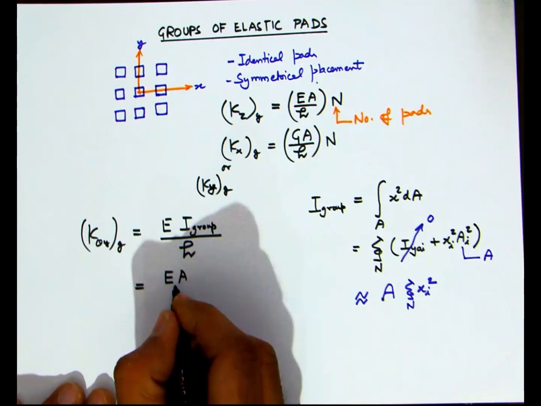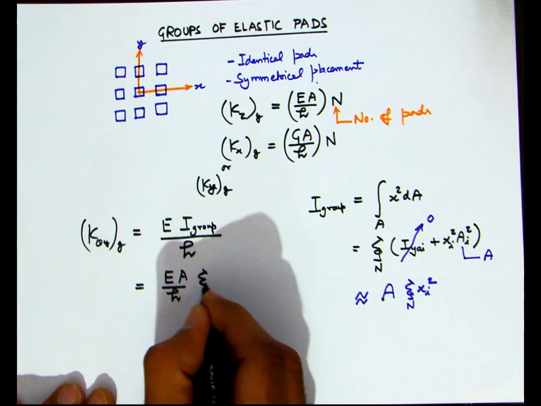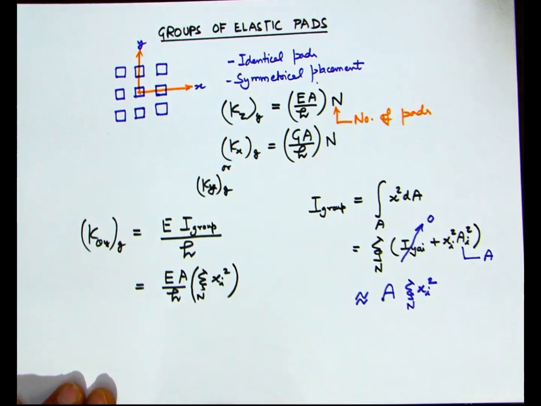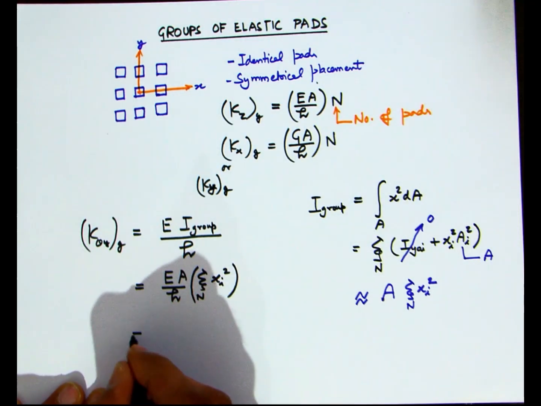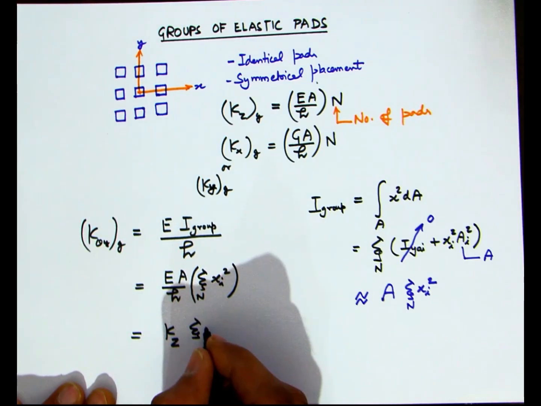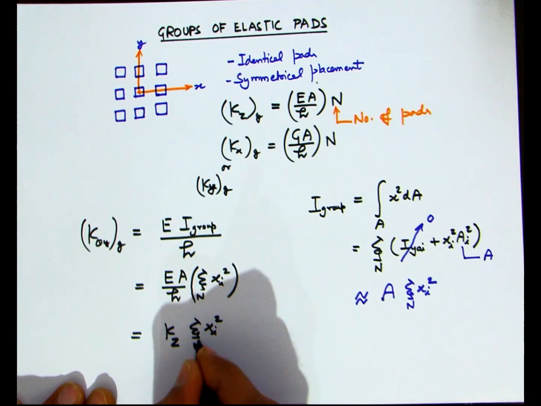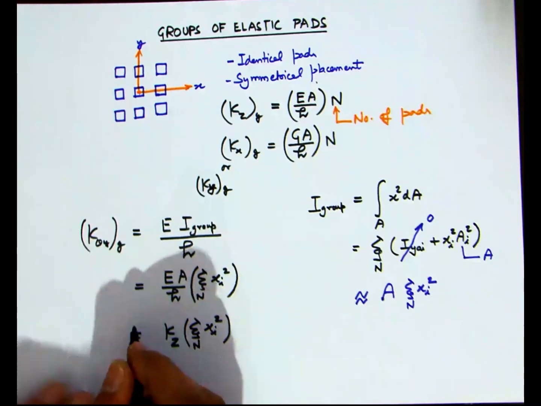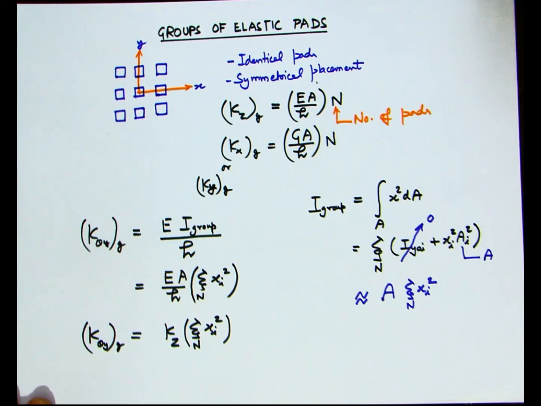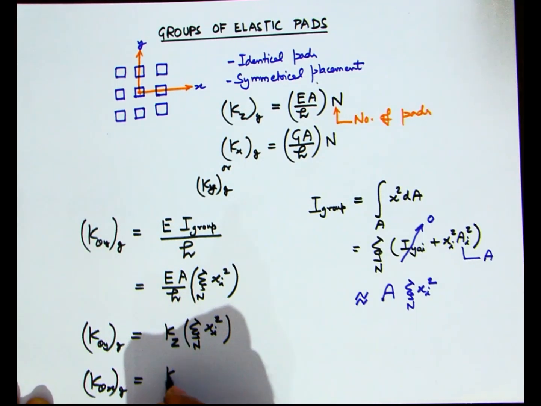So all we have to do is just do the sum of squares of the x coordinate of the centroid of each of the elastic pads, and this sum has to be multiplied by EA by H. So basically we are expressing the bending stiffness in terms of the vertical stiffness Kz of each individual pad. Similar expression for k theta y can also be written.